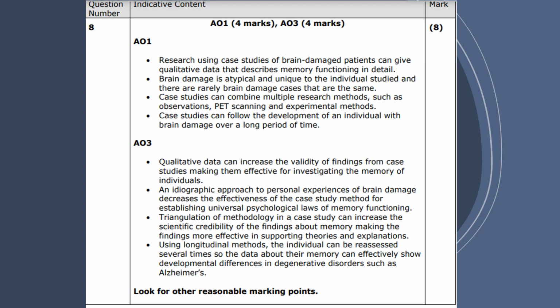Try not to fall into broad generalities about generalizability and just saying they're not very generalizable because you're only looking at one person. That's true, but that's not going to get you band 4. Really dig into what the strengths and weaknesses are of this method. You know enough about it to be able to talk about it in some detail.